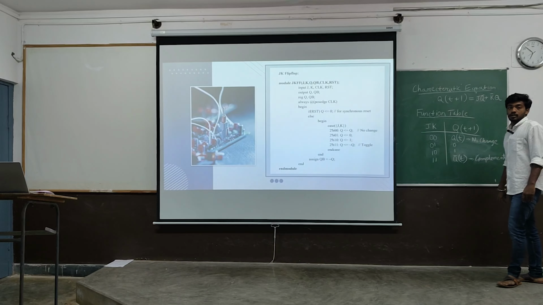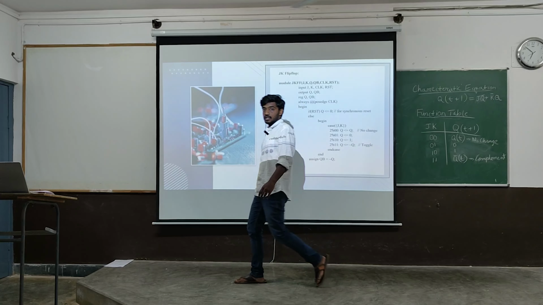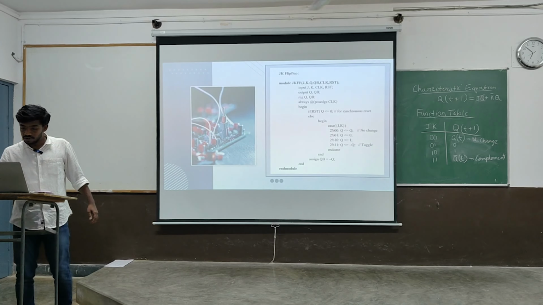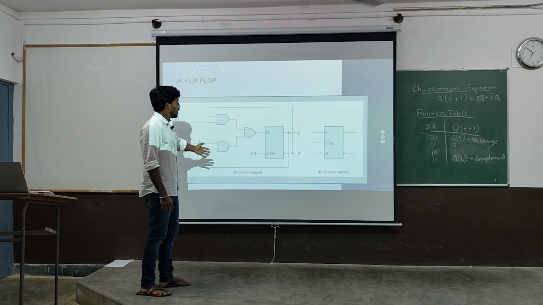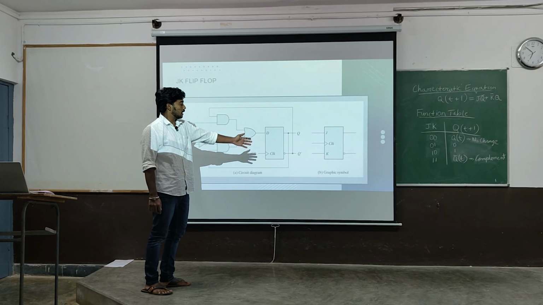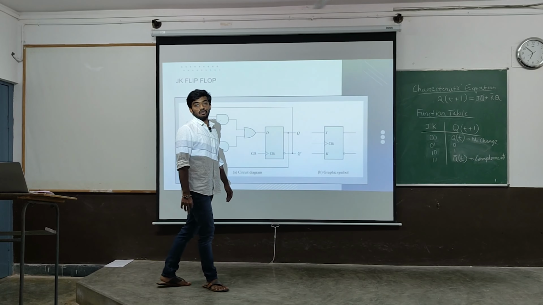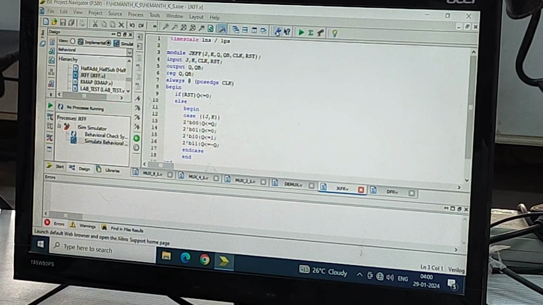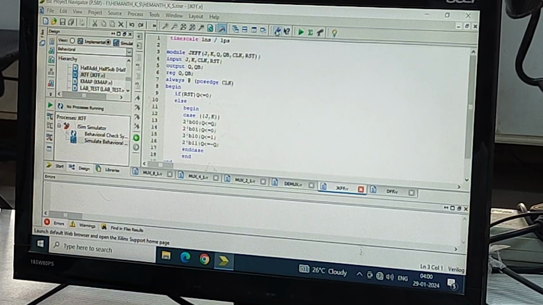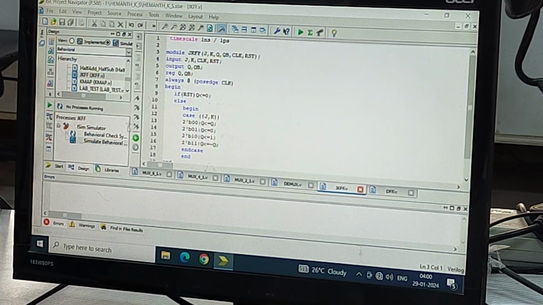Means complement. So next we are going to see the circuit diagram. This is the circuit diagram of JK flip-flop, and this is the graphical symbol. So let us execute the code in the lab and let us see the output. Okay guys, now let us simulate the JK flip-flop Verilog code. This is the Verilog code. Let us simulate it.